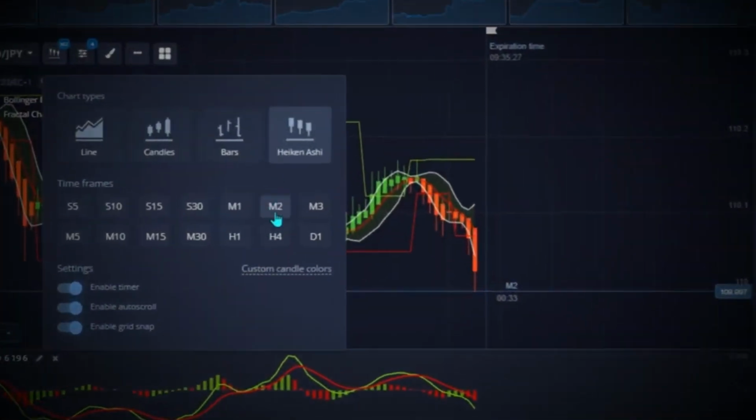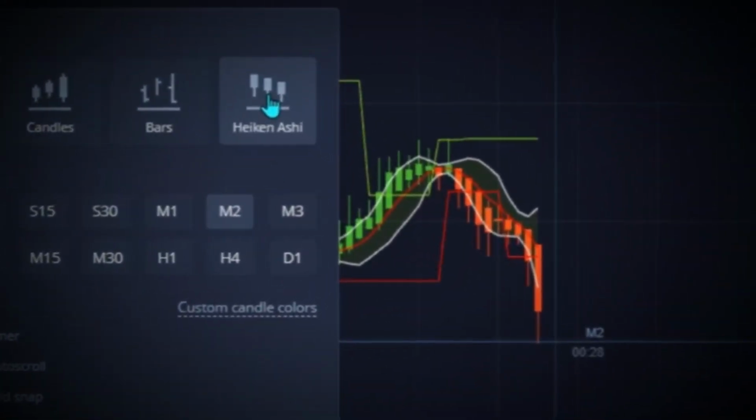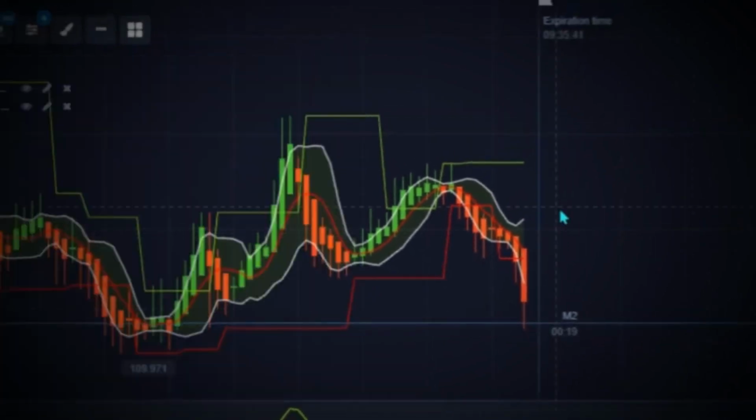So the strategy is a 2 minutes strategy. We are doing this on a 2 minute time frame, and of course, I'm using Heikin Ashi candlesticks. So that's pretty much all you have to know. Like I said in my previous video, the strategy works with both OTC and a real market. So in today's video, I'll be trading it on both the OTC market and on a real market.